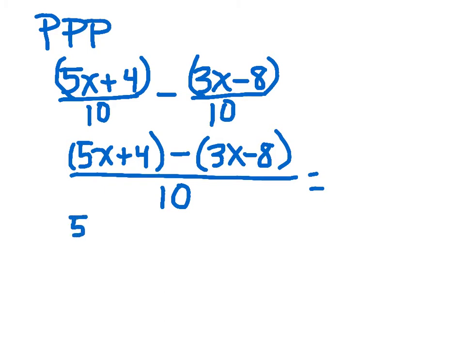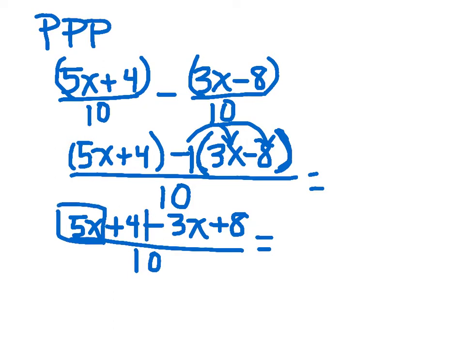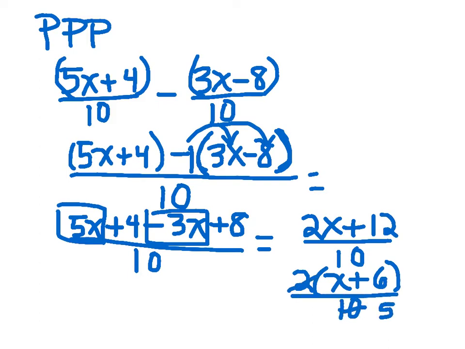That means get rid of the parentheses, 5x plus 4. And this is the reason why it's important to put your polynomials in parentheses, because this is negative 3x and positive 8, because this negative 1 is distributed, or it's the opposite of 3x minus 8 over 10. I continue by combining like terms. That gives me 2x plus 12 over 10. And as always, I need to make sure that I am in lowest terms. I can factor out the GCF here. And that's important because the final answer is x plus 6.